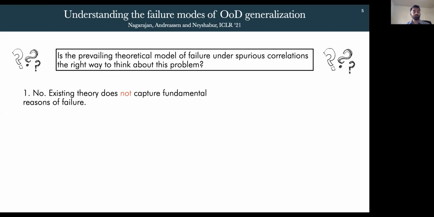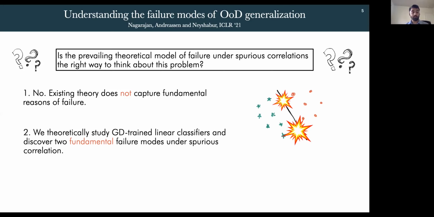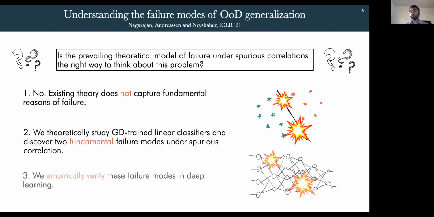I will describe what this model is in the next few slides, and I'll describe why it doesn't capture the fundamental reasons. But at a high level, after that we move on to study a different theoretical model. We propose a different theoretical model, and within that model, we theoretically study linear classifiers, and we discover two new fundamental modes of failure. That is, two fundamental reasons behind why classifiers use spurious correlations. And while those insights are purely in a theoretical setting with linear classifiers, we'll then move on to empirically verifying that intuition in the context of a deep learning setting.